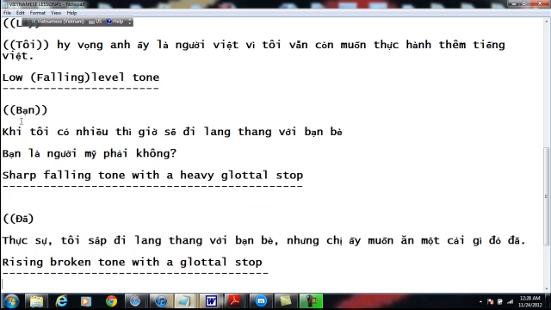Okay, so the next one is "bạn," and that's the sharp falling tone with a heavy glottal stop, the fifth tone in Mandarin Chinese. Now this "bạn" has two meanings. It means friend, or it can mean you, depending on who you're talking with. If it's someone younger or someone close to you, a friend or a relative, you can use "bạn." But if they're older than you and you don't know them, you can't use "bạn."